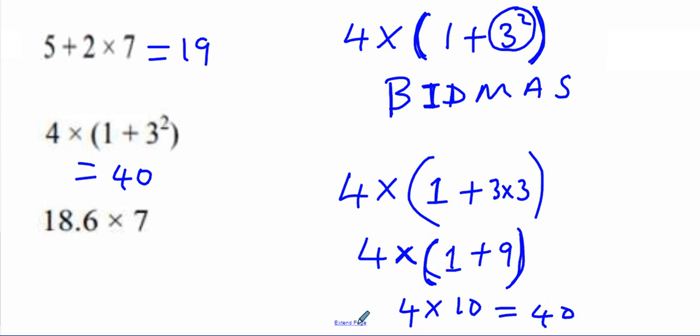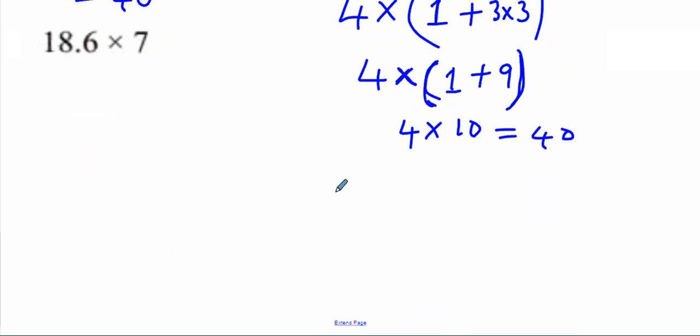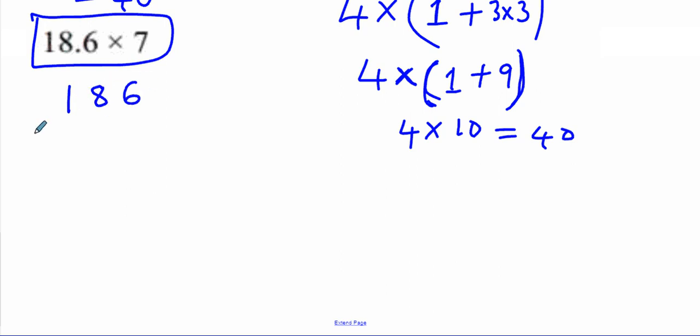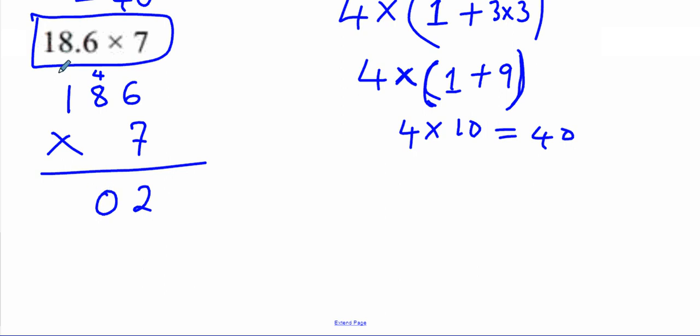I hope that helps. Then let us see this question over here. We have 18.6 times 7. Remember what we said? Ignore the decimal point and the number becomes 186 multiplied by 7. Do that mentally. 6 times 7 is 42, carry 4. 7 times 8 is 56, plus 4 is 60. Put 0 there, carry 6. 7 times 1 is 7, add 6, that becomes 13.